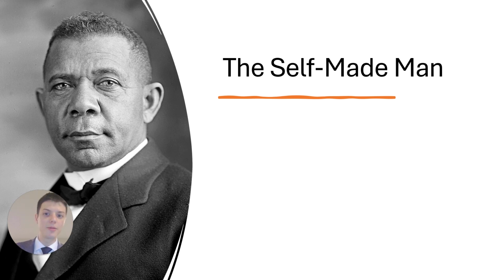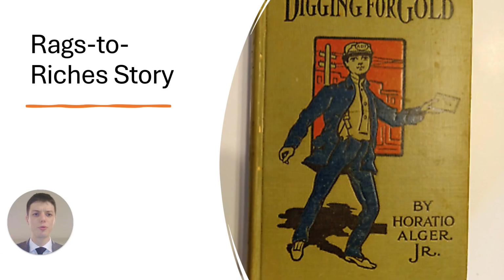And a subset of self-made men go through this narrative called the rags to riches story. You see this in the novels of Horatio Alger. In a Horatio Alger story, you have a young man, usually between the ages of 9 and 13, who is very poor, but he's industrious, he's willing to work hard, pulls himself up by his bootstraps, and eventually becomes rich and rises through civil society.